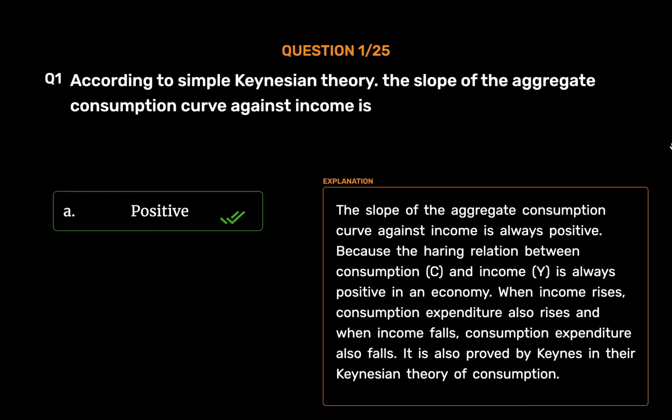The slope of the aggregate consumption curve against income is always positive, because the relation between consumption, C, and income, Y, is always positive in an economy. When income rises, consumption expenditure also rises, and when income falls, consumption expenditure also falls. It is also proved by Keynes in their Keynesian theory of consumption.